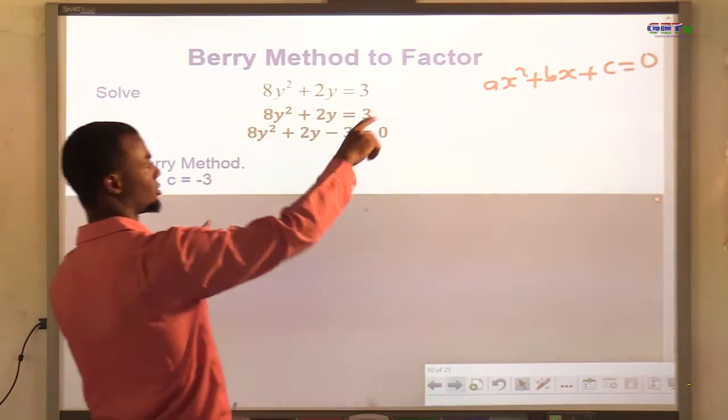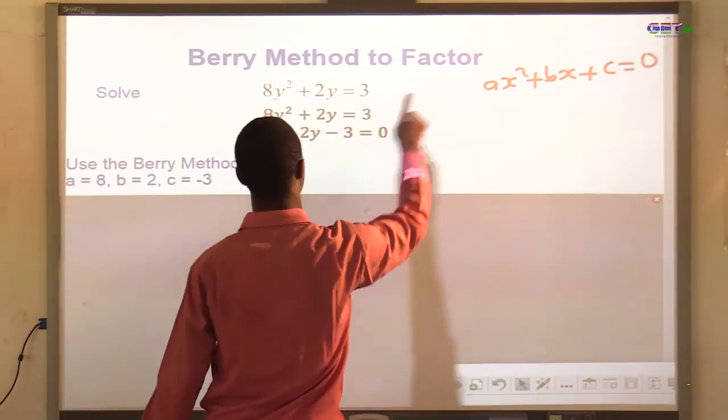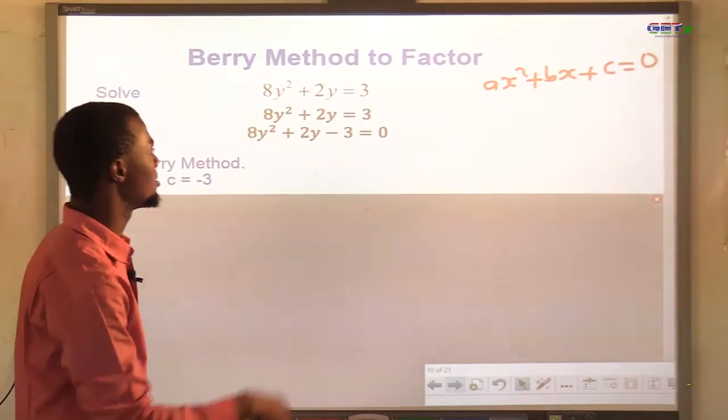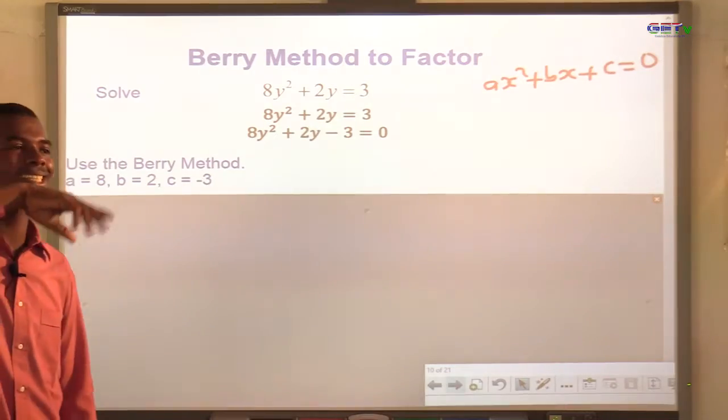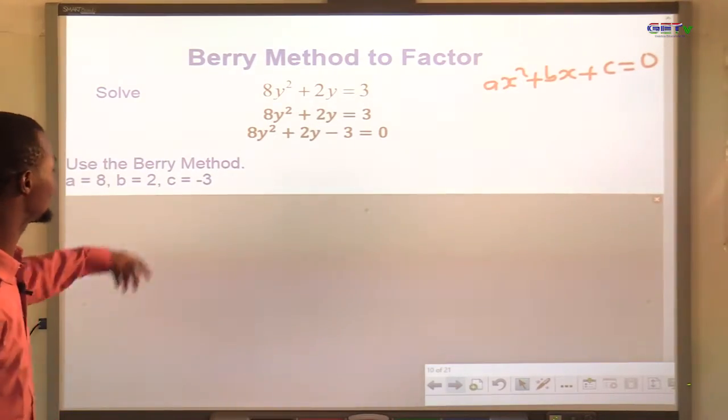Just compare the equation. This is A, the coefficient of the square term. B is the coefficient of the x term. And C is the constant. So that is what you have here.